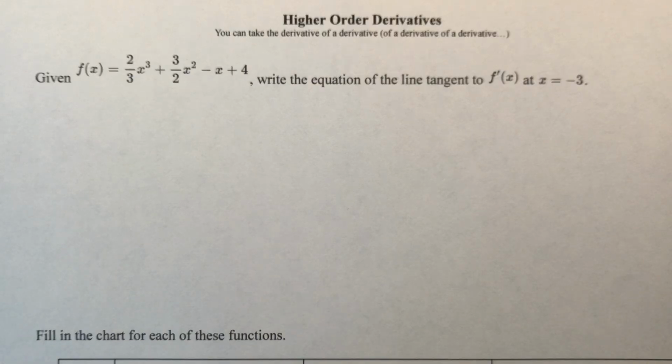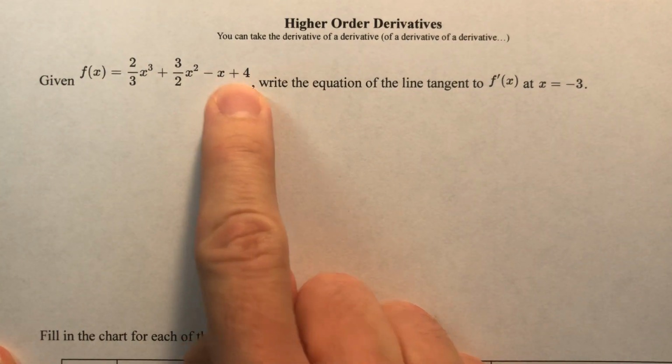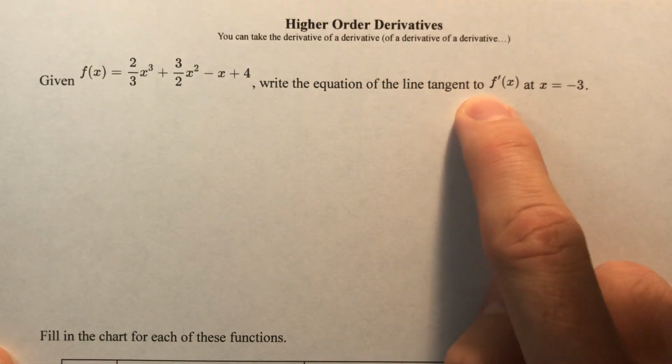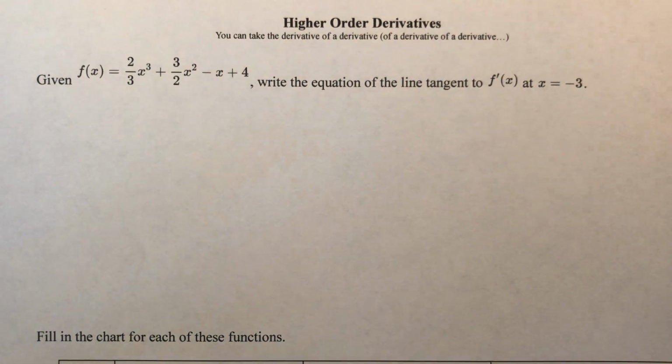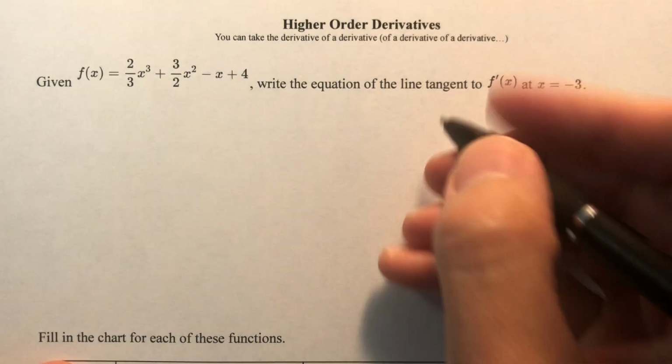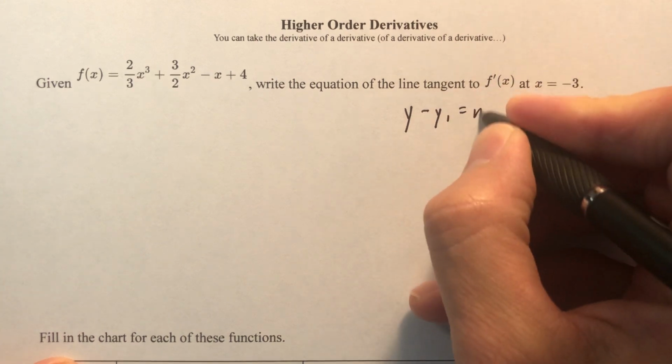This first problem looks very familiar in the way it's worded, but there's a slight catch. So here we go. Given this function, write the equation of the line tangent to f prime of x at x equals -3. Oh, write the equation of a line tangent. Okay, I can do that. What color should I use? Let's use black. You were thinking of a different color probably.